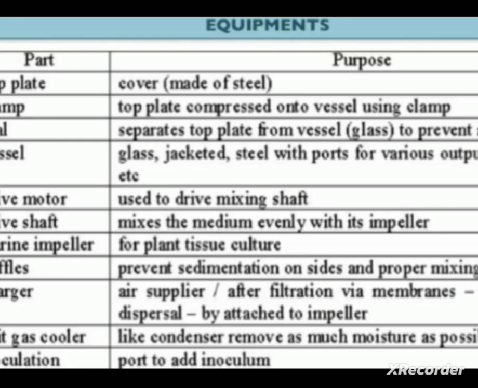Clamp. Clamp, what is its role? The top plate is compressed onto the vessel using clamps. Then another part is the seal. What is its role? It separates the top plate from the vessel. Then another is the vessel. What is the vessel? Glass jacketed steel with ports for various outputs.